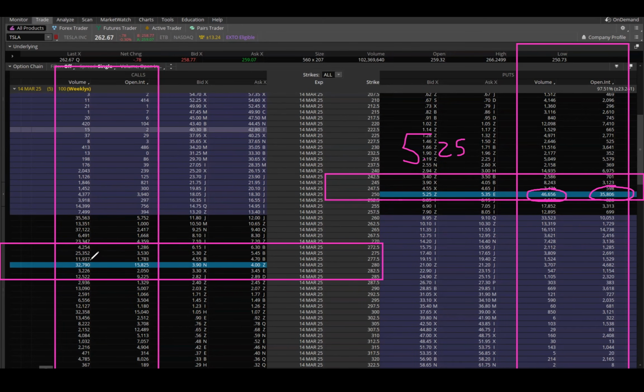We do notice that 32,000 volume here, 15,000 open interest is one of the most liquid on the entire chain. What I would say has a little bit more volume is the 265s at 37,000. However, you're paying $9 for them. It's just simply not worth it. For what? A 3, 4 point move up?